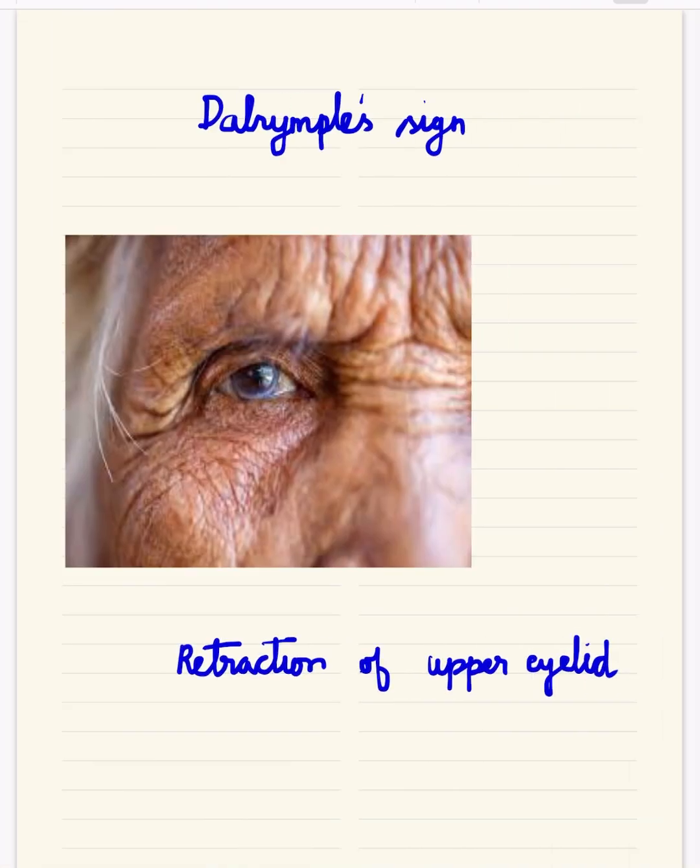Next, moving on to the next sign, Dalrymple sign, which leads to retraction of the upper eyelid. Dalrymple can also be spelled as wrinkles. When there are wrinkles or retraction of the upper eyelid, it signifies Dalrymple sign positivity, seen in Graves' ophthalmopathy.